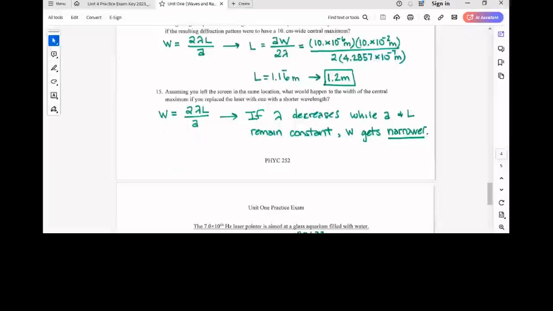15, assuming you left the screen in the same location, what would happen to the width of the central maximum if you replaced the laser with one with a shorter wavelength? So I can go to the same expression as we used in number 14. It's still 2 times lambda times L over a. So if lambda decreases, but L stays the same, and you're using the same single slit, so the same width a, that means that W is also going to decrease. So this would produce a narrower central maximum.